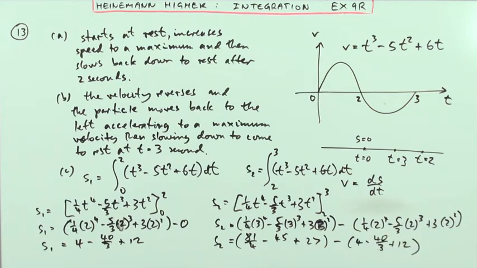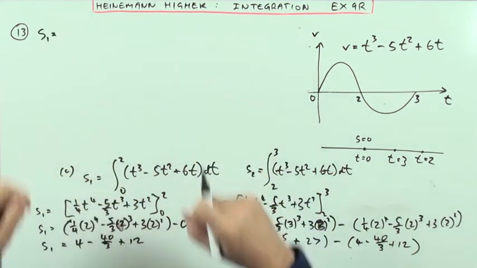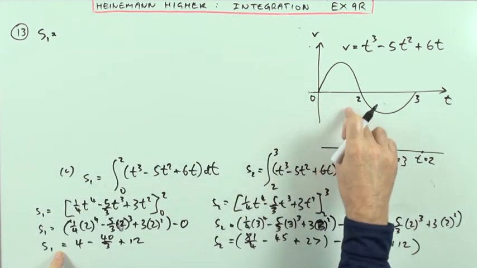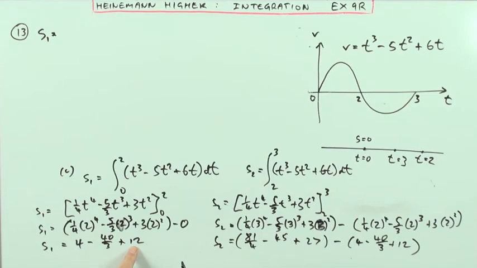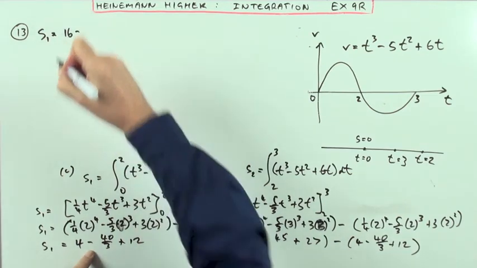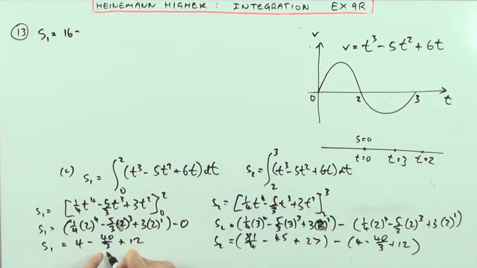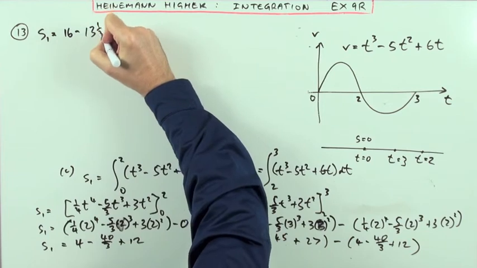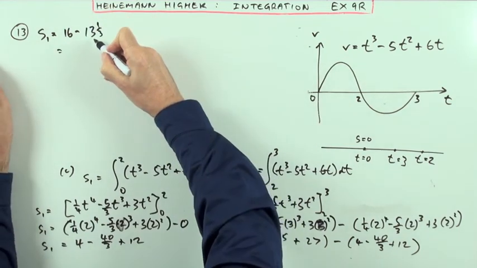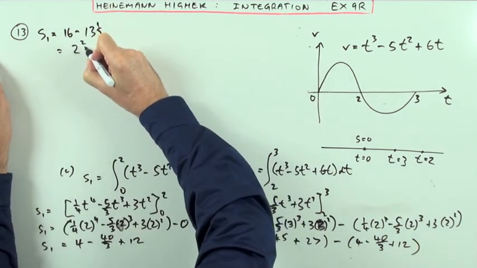And now I've run out of room, so I'll have to go up here. So put this up to the top. What have I got for the first distance? The distance between 0 and 2. I've got 4 and 12 is 16. So I've got 16 minus 40 upon 3, that'll be 13 and a third. So that's going to only leave me with 2 and 2/3.